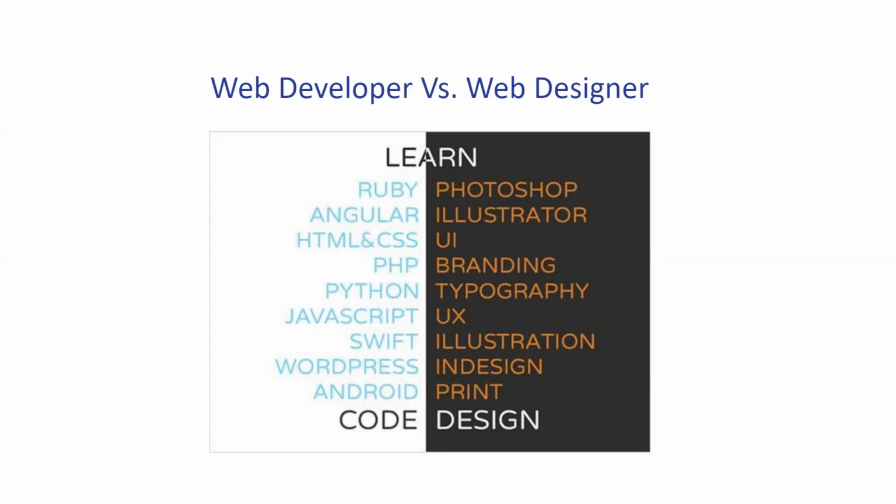In the case of a web developer, most of the things are languages: programming language, coding language, scripting language, whatever language, Ruby, Angular, HTML, CSS, PHP, Python, JavaScript, Swift, WordPress, Android, tools and languages. So mostly web designers are creative people who are non-coders. They use graphics tools to create the UI and UX of the website or web app. And web developers are logical people who use any language, maybe programming language, maybe scripting language, to bring that particular mockup to life.